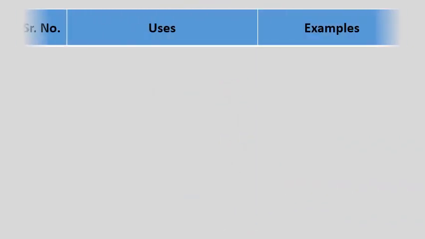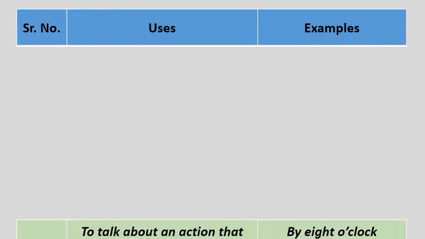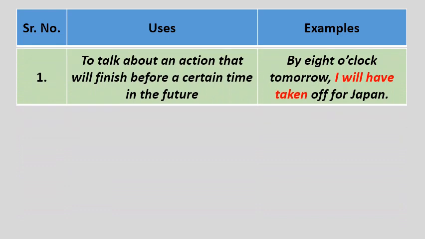Let's see the uses of future perfect tense with examples. Number 1. It is used to talk about an action that will finish before a certain time in the future. Or we can say the future perfect tense is used for an action that will be completed at some time in the future. For example, by 8 o'clock tomorrow, I will have taken off for Japan.